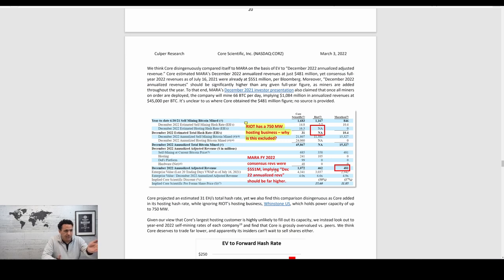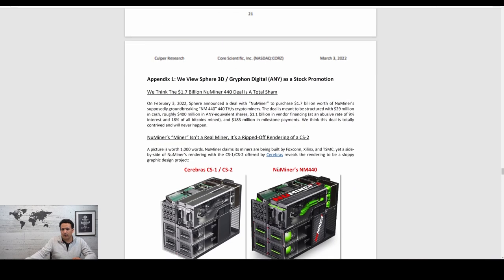Whether you're looking at 481 or 551, Core Scientific at over a billion is definitely more. So I don't understand what the problem here is with making the claim that it is undervalued with respect to its peers. It obviously is.